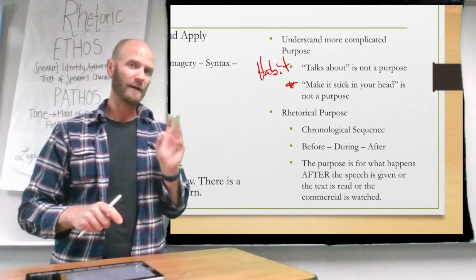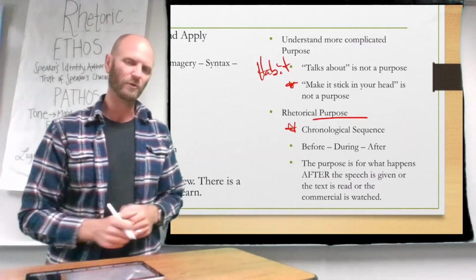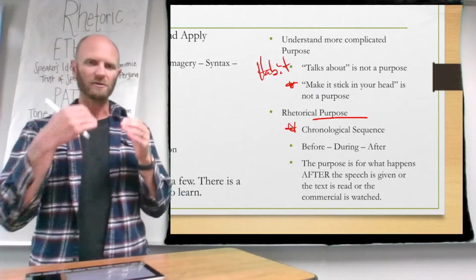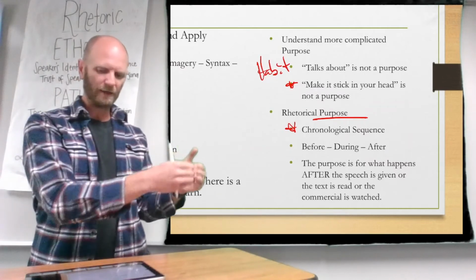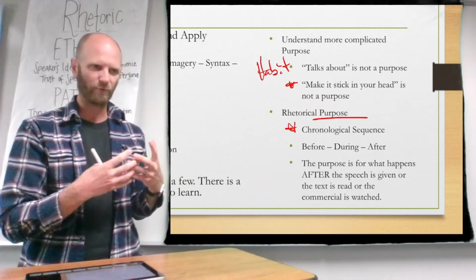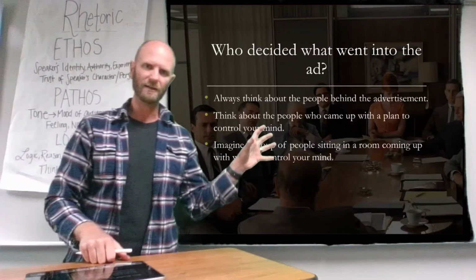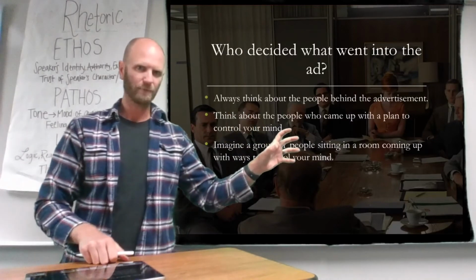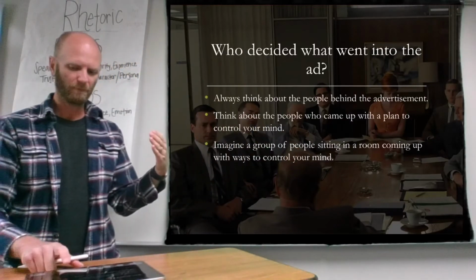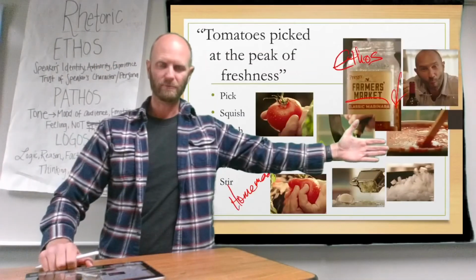As we do that, the biggest thing to keep in mind when we're thinking about a rhetorical purpose is the chronological sequence that we need to think about when we analyze anything. I mentioned that before with the advertising agency that comes up with a commercial. There are people who sat in the room, and then they made the commercial, and then you watched the commercial.